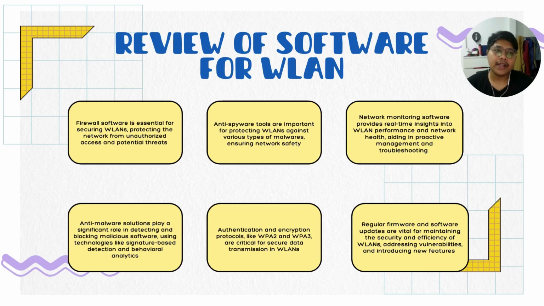Okay, the last one is review of software for LAN. So the first one is firewall software. Firewall software is essential for securing WLANs, protecting the network from unauthorized access and potential threats. The second one is anti-spyware tools, which are important for protecting WLANs against various types of malware, ensuring network safety. So the third one is network monitoring software, which provides real-time insight into WLAN performance and network health, aiding in proactive management and troubleshooting.